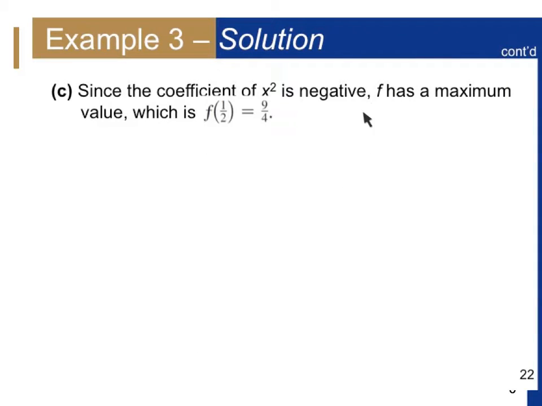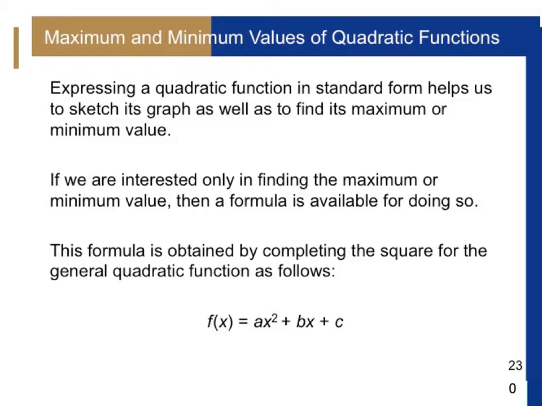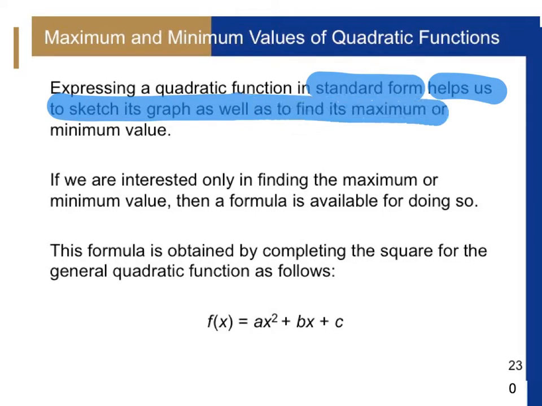And then finally, our maximum value is just the y of the vertex. So the maximum value is f of 1/2. That's the x of the vertex, is 9/4. So that's the maximum value, 2 1/4 or 9/4, of that function. Okay, so the standard form, a times x minus h squared plus k, helps us to sketch the graph, as well as find its maximum or minimum.